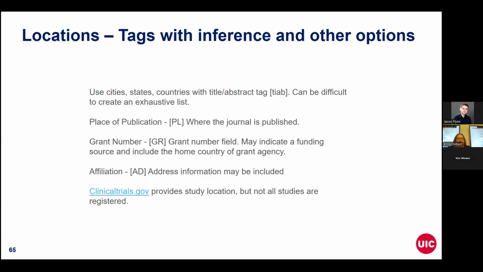A grant number field might also be searched, which might include the home country of the grant agency. The affiliation address information might be in there, so that might make something irrelevant come up. And ClinicalTrials.gov does provide the study location, but not all studies are registered there. So you just kind of have to work around it as best you can. And of course, I would always recommend a librarian appointment to help you sort through that.